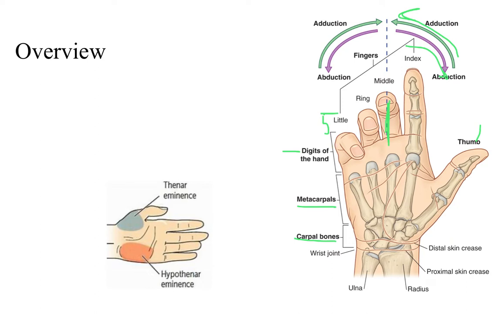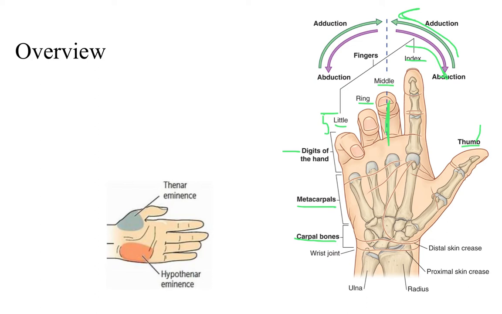Another difference is instead of just numbering them 1, 2, 3, 4, 5, you have the thumb, the index finger, middle finger, ring finger, and little finger. So digit numbers and that nomenclature can be used interchangeably.